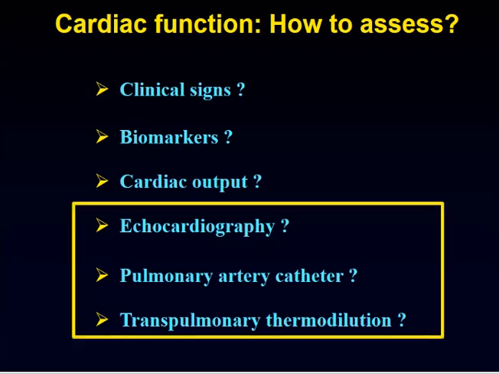So for evaluating contractility, we have only 3 correct devices that can be used at the bedside, which are echocardiography, pulmonary artery catheter, and transpulmonary thermodilution. And I think it is really very important that it is very difficult to guess the contractile function with just the clinical signs, or with biomarkers, or even with cardiac output at the bedside. I don't know if you wish to comment on this.